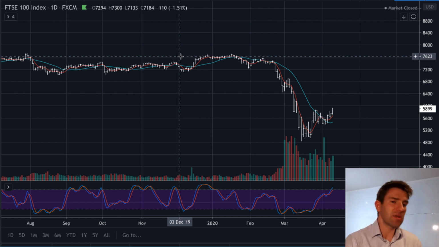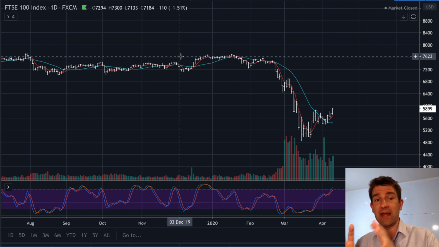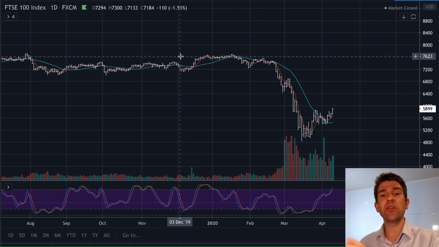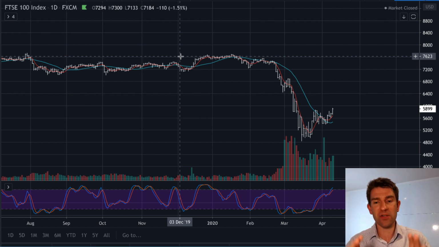And I know that sometimes I get a bit of grief because I'm not a huge fan of indicators, but that's not strictly true. Some people think I'm not a fan of indicators. I do use indicators under some conditions. But I do prefer clean charts for making my analysis from.